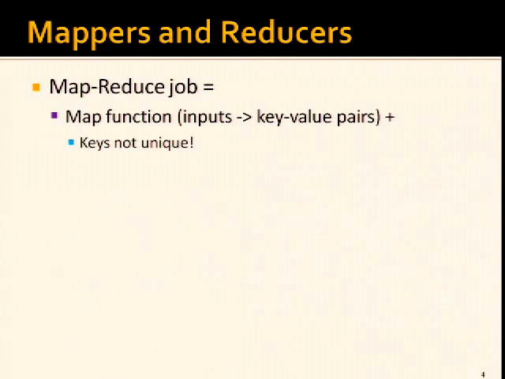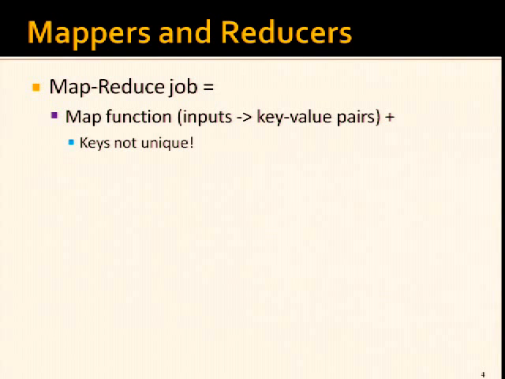Inputs are small elements, all of the same type. And the map function takes an input and produces some number of key-value pairs. Could be 0, could be 1, could be 1,000,000. Now, in this sense, keys are not unique, in that the same key can be generated from many different inputs. You can even generate the same key from the same input several times if you want.